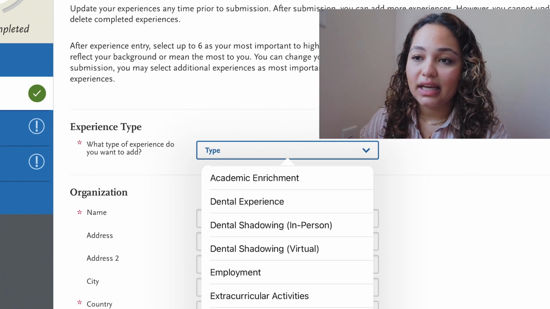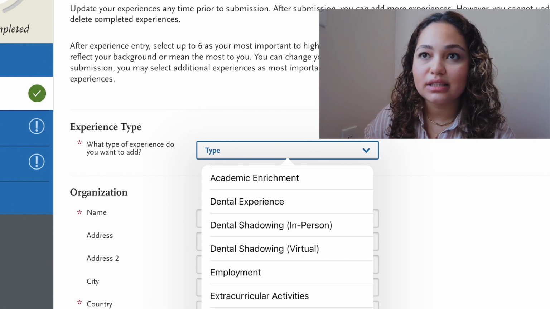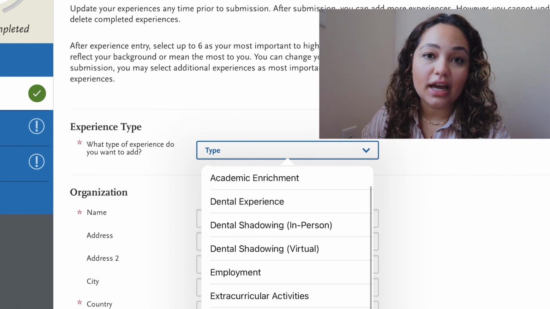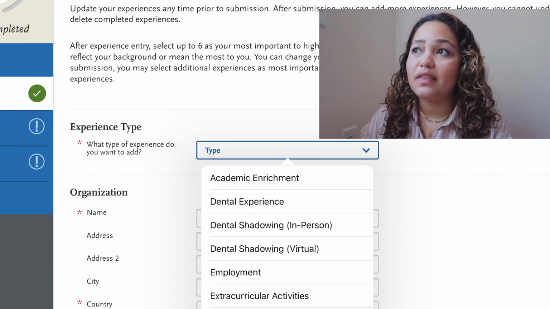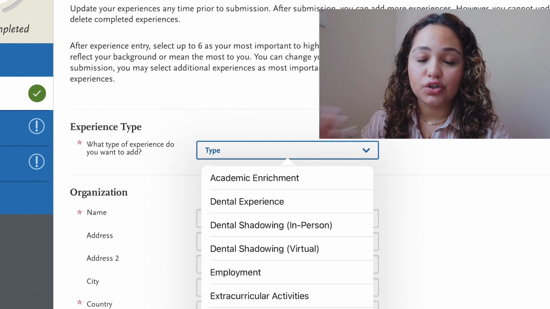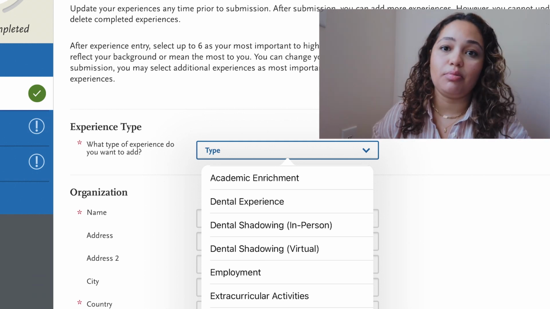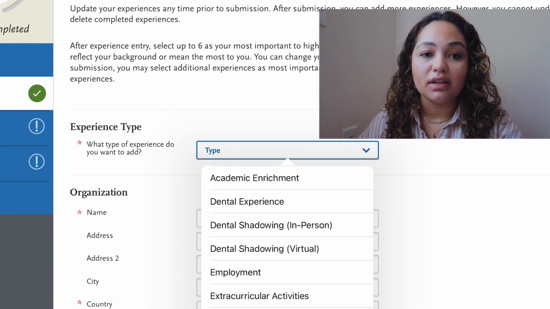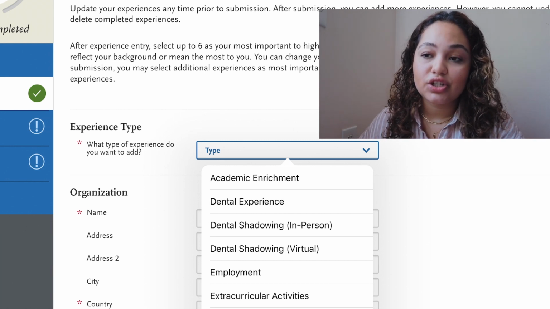Obviously, for the AADSAS application, you want to put in relevant experiences. So, if you spent 4 years working as a cashier, and there's a way that you can put it that relates to your journey to dentistry, then yes, I would say put it. But in general, those things that are not relevant, I would leave off your AADSAS application.